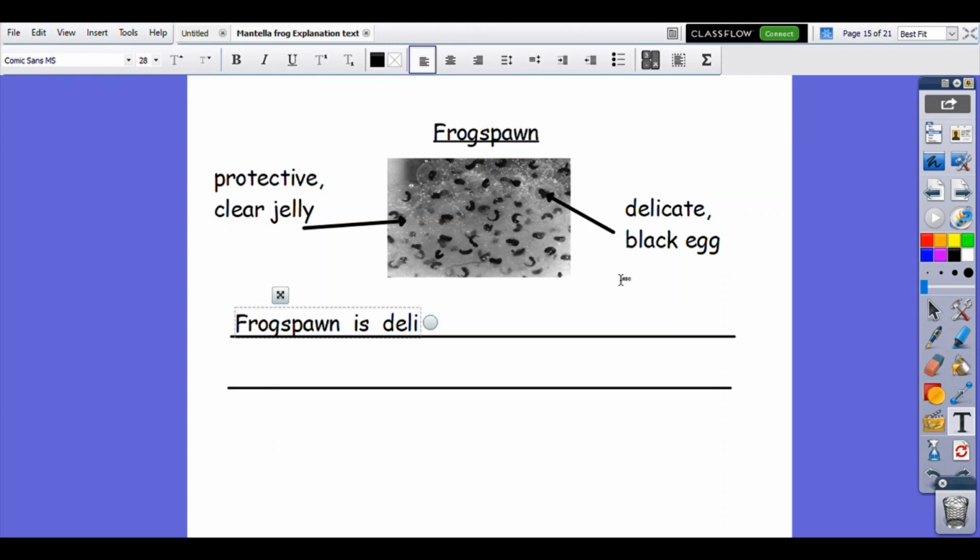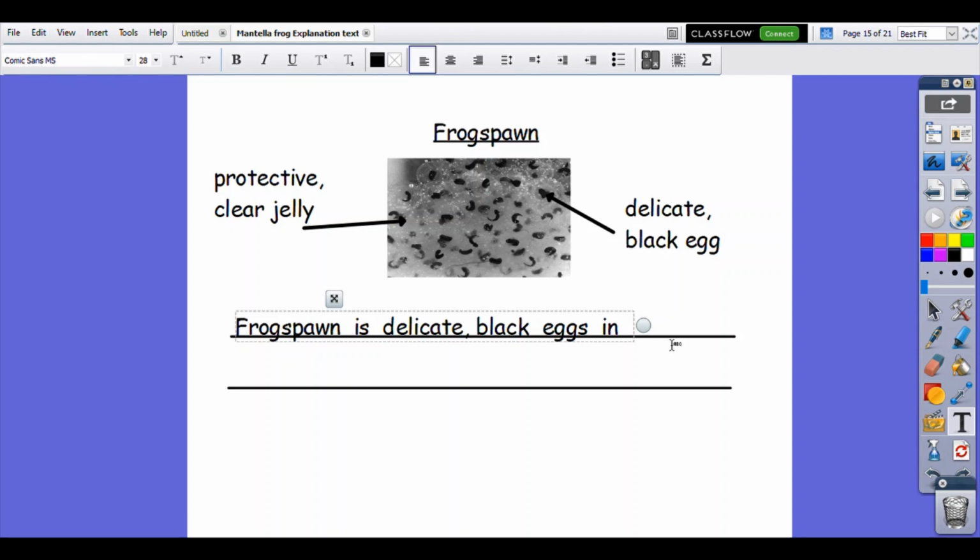Delicate, black, eggs, because there's more than one egg in my sentence, isn't there? There's more than one egg in the picture, so I need to add my plural on the end. We learnt about that the other day as well, didn't we? Frog spawn is delicate black eggs. I think I needed to put another space there, didn't I? In, in.